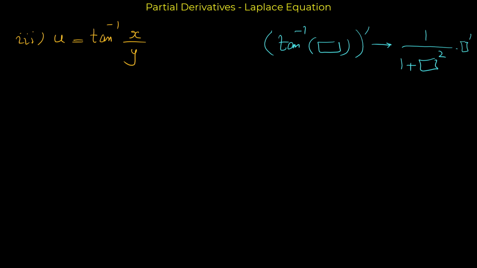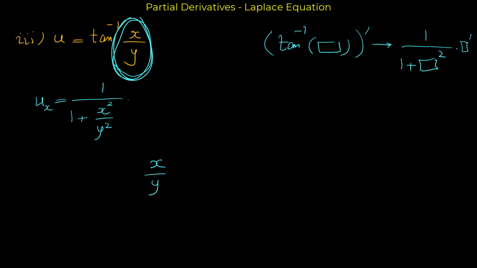Let us start. We want to find the derivative of tangent inverse of x over y with respect to x. Its derivative would be 1 over 1 plus (x over y)². (x over y)² can be written as x² over y², times by derivative of this, derivative of x over y, times by derivative of this.